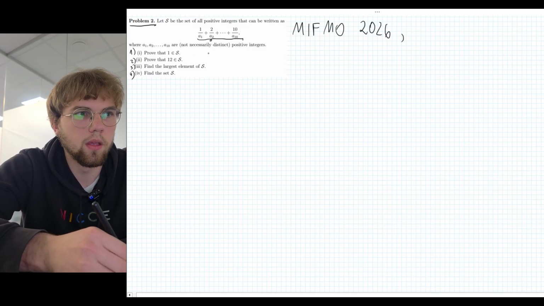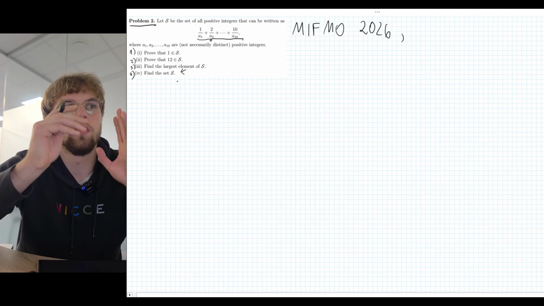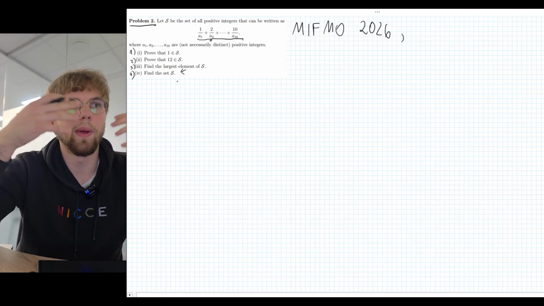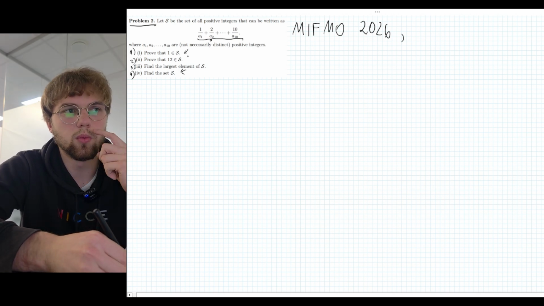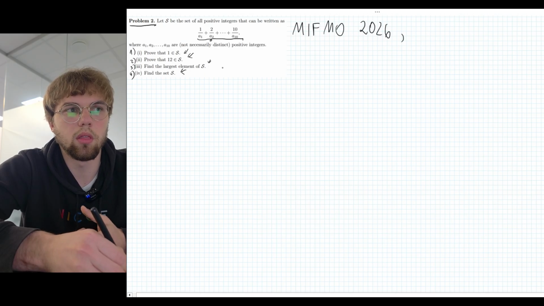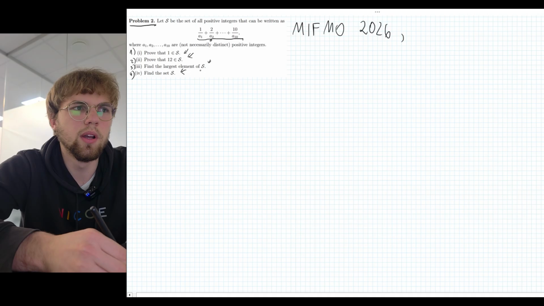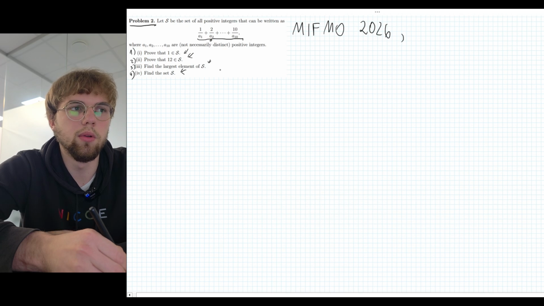So for me, most of the time, the last part just maps everything together. So you see that in part 1, you prove that 1 is in S, you prove that 12 is in S, and in part 3, you find the largest element of S. And part 4 is just finding the set S. So if you do find set S, you've already done part 3, part 2, and part 1. So basically these first 3 parts are just guides on what you should really be doing.